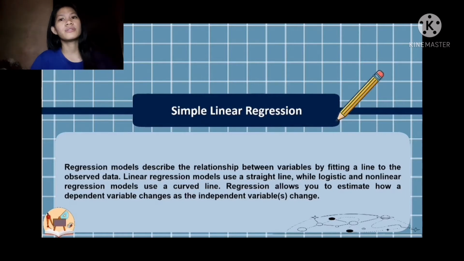So let's move on to the nonlinear regression equation. If a regression equation doesn't follow the rules for a linear model, then it must be a nonlinear model.